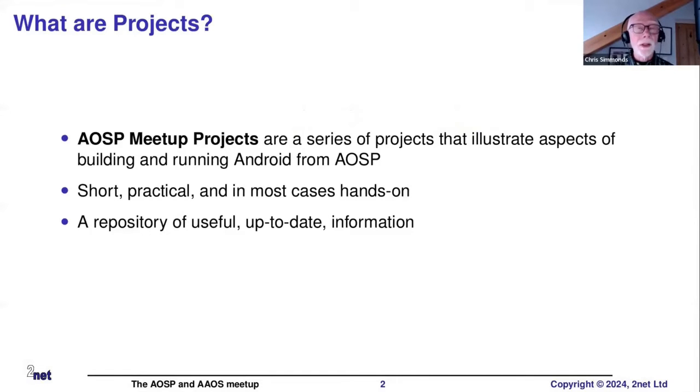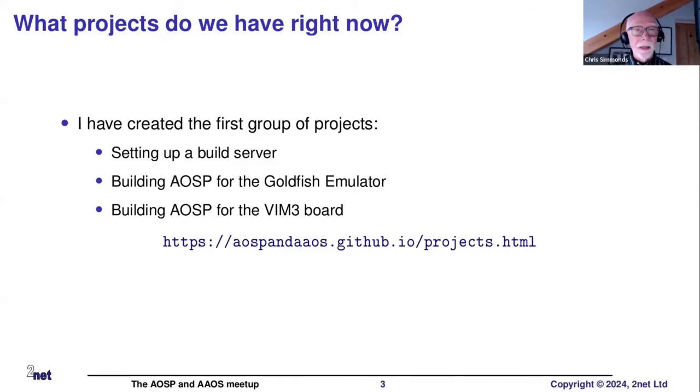So this is meant to be another group resource. It's a series of projects that illustrate aspects of building and running Android from AOSP. They are short, practical, usually hands-on, and it is meant to build up a repository of useful, up-to-date information. If there is stuff out there already, I don't want to duplicate it, but the problem is that a lot of stuff is kind of not maintained, out of date, or just difficult to find.